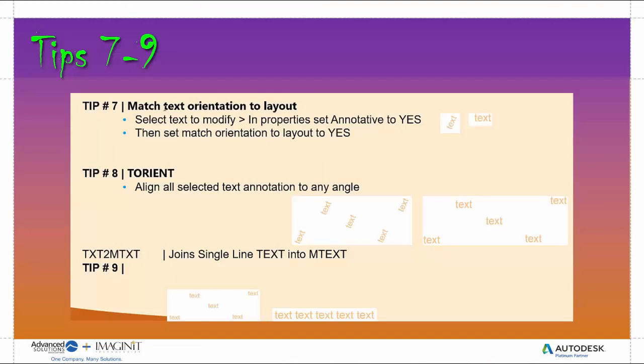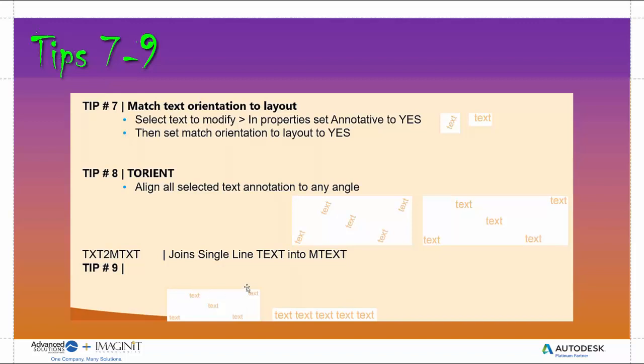Next, a few text options. Selecting any annotative text or any text and making it annotative, you can also then select to match orientation to layout in the properties of that text object. Another tool which is similar, called T-Orient, allows you to align all selected annotation text to a specific angle. An angle that you type in or a default angle. Also, if you want to turn single line text into MText, a tool called Text to MText allows you to do just that.